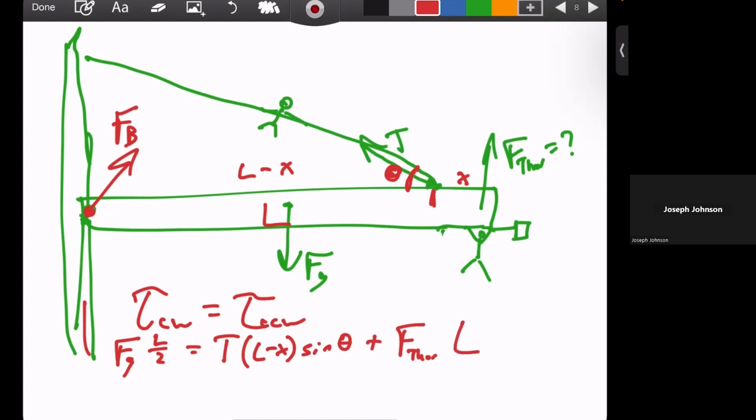And I believe everything was given in that problem except for this F Thor. So now this is it. That's all the setup that's required. At this point, we're just going to do some algebra.